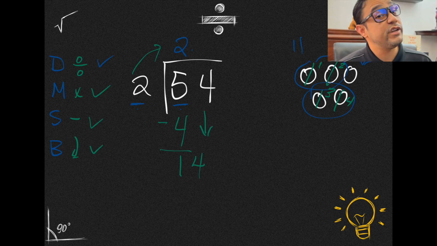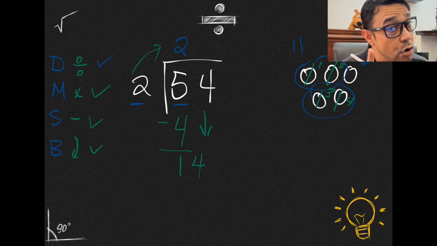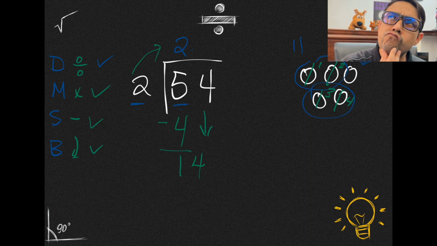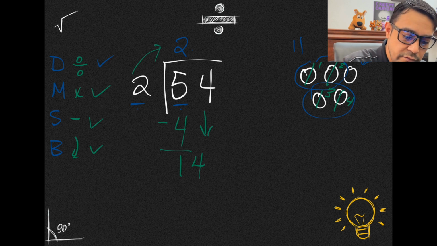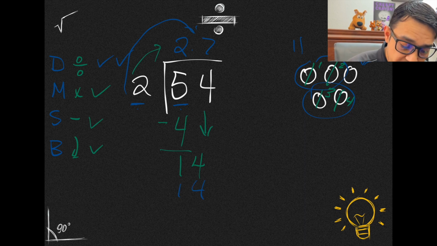That's 14. Now this time I'm not going to draw, so you should know your facts. What is 14 divided by 2? 7. So I divide it. Now I need to multiply. What is 2 times 7? Well, that's 14. I multiply. Now I'm going to subtract. 14 minus 14 is 0.